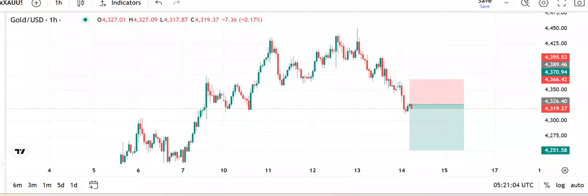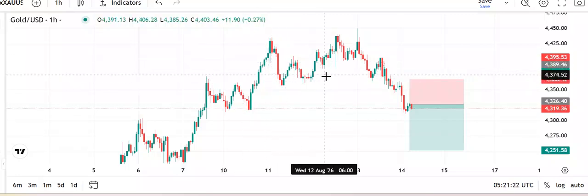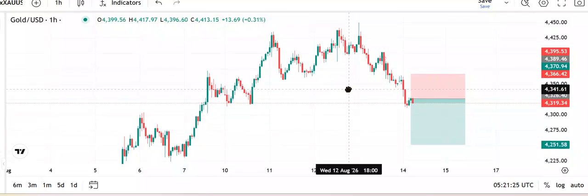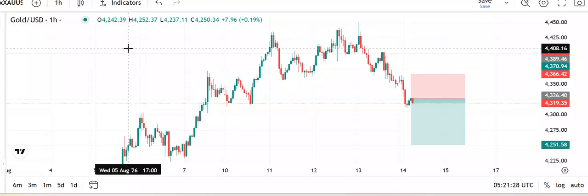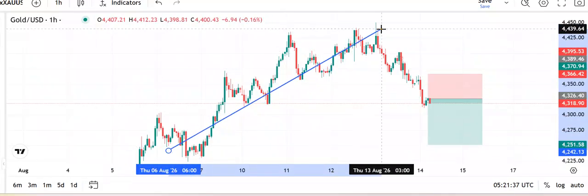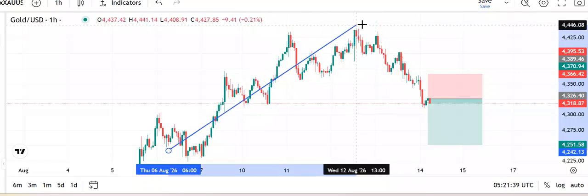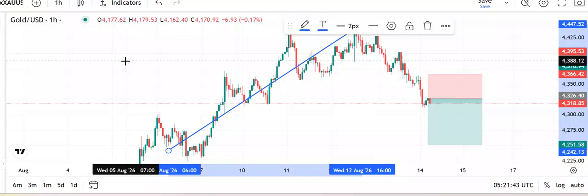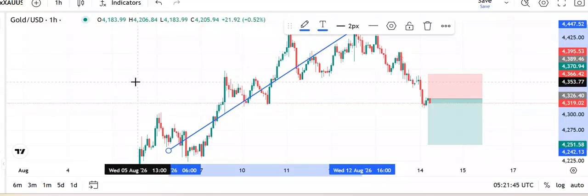Hello everyone, today we'll be looking at how we can trade gold XAUUSD on the 1 hour time frame using price action and ICT. Now I have the gold chart on the 1 hour time frame, and the first thing we need to do is to identify the trend. The initial trend we have on the chart is the bullish trend. What do I mean by bullish trend?